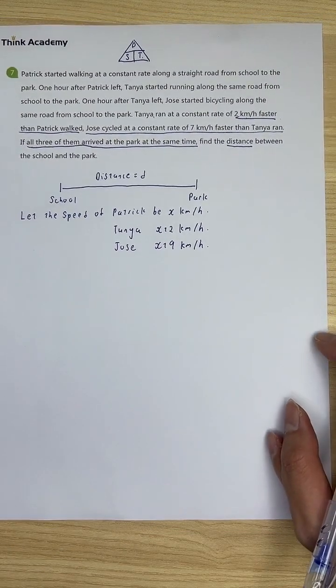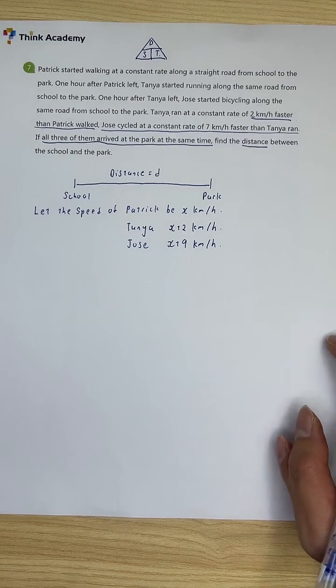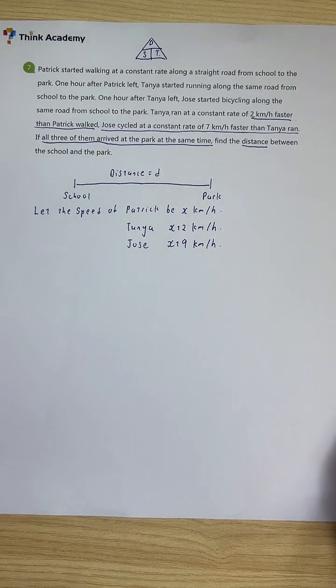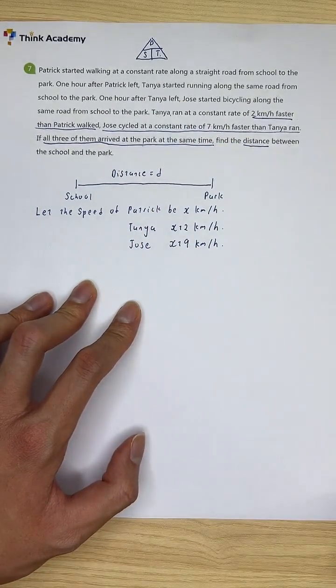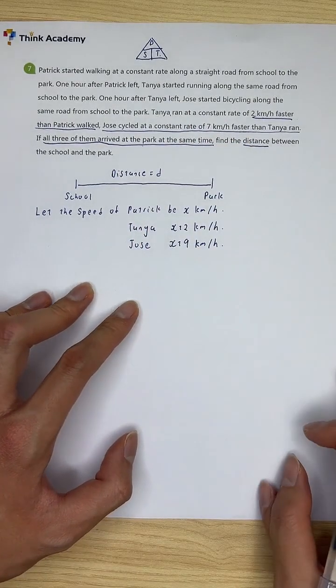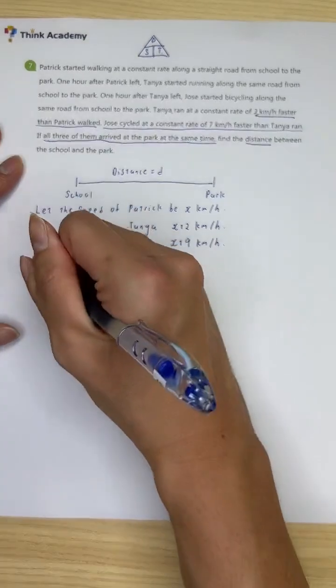Okay, so what's next over here? Looks a little bit complicated. Now, one very important thing, think a little bit about it, is that all three of them arrive at the park at the same time. So think about it. The time taken.